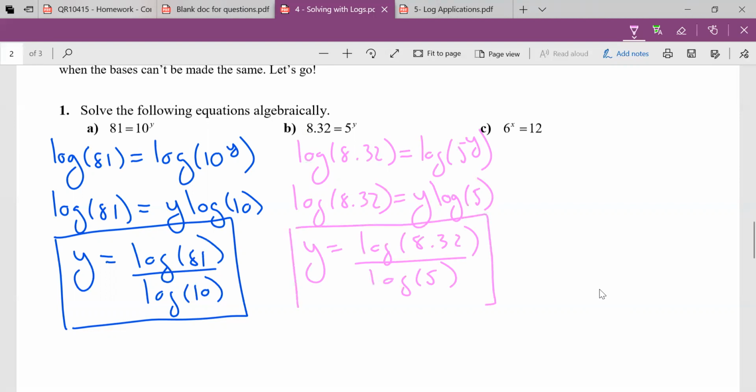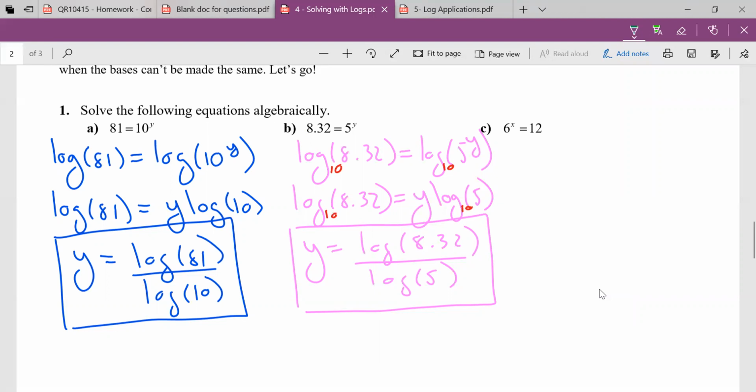And remember, friends, when we don't write a base of a logarithm, it is really base 10. It's a common log. It's just worth noting that when I do take the log of both sides, I could make the base anything I want, but it makes most sense to make it base 10.